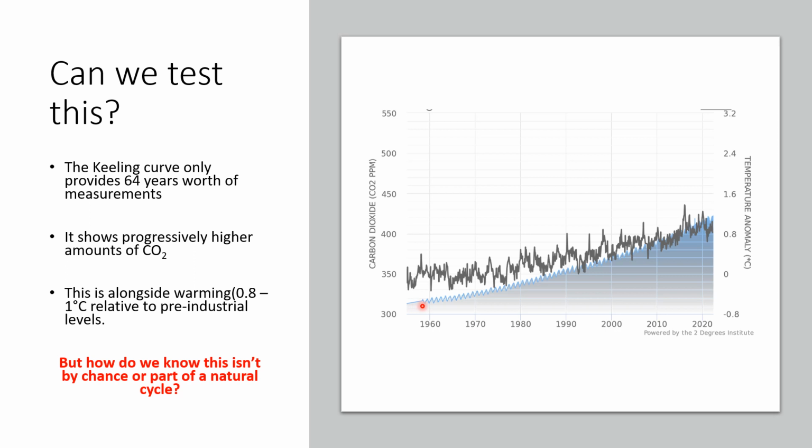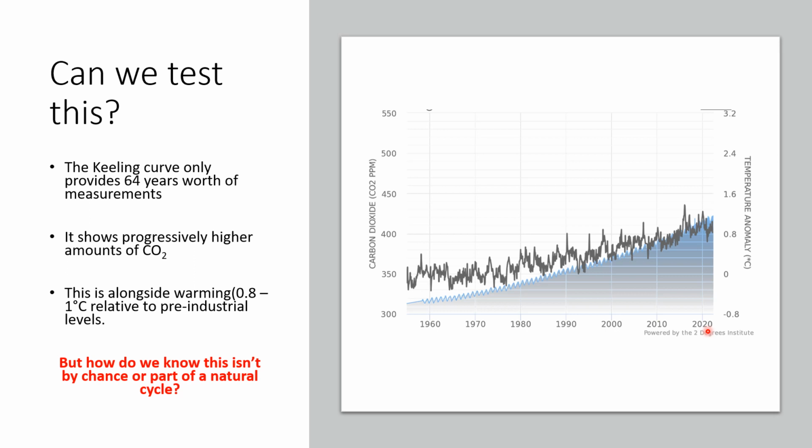And you can see this blue line is carbon dioxide. It rises from somewhere down about 320 parts per million up above 400 parts per million. At the same time, we have a measure of temperature in this grey line here, and the scale for that is on the right-hand side. It's represented as what's called a temperature anomaly.